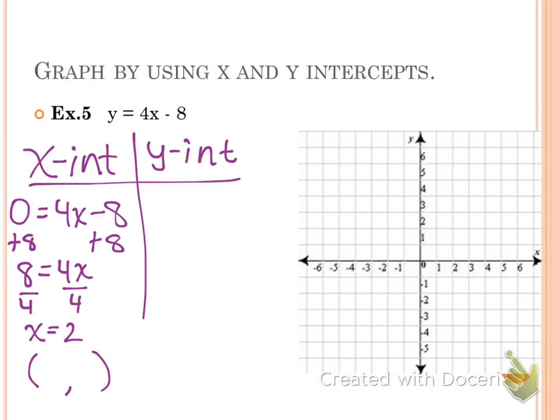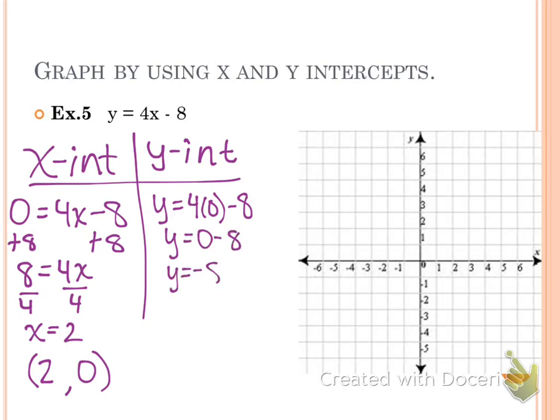All right. We still have not written our x-intercept as a point or an ordered pair. Ellie, what is it? X is 2 and y is 0. 2, comma, 0. To find our y-intercept, we plug 0 in for x. Y equals 4 times 0 minus 8. What is 4 times 0? What is 0 minus 8? -8. As an ordered pair, we would have 0, comma, -8.